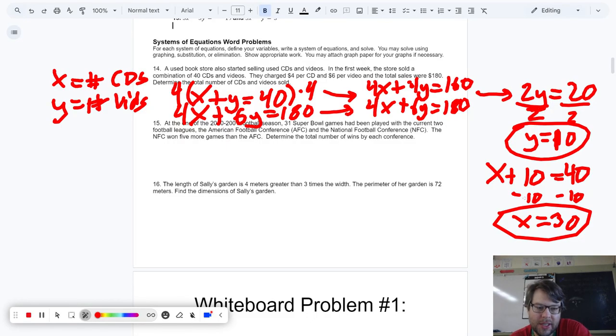And if you do 4 times 30, you get 120. 6 times 10, you get 60. 120 plus 60 is $180. So it works on both of the conditions, both the constraints I was given.